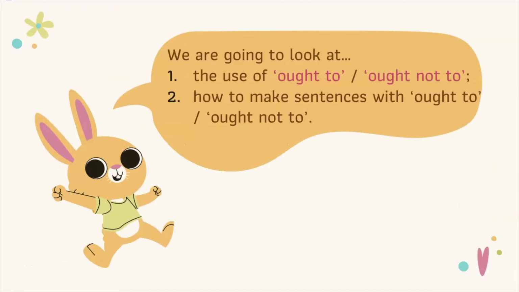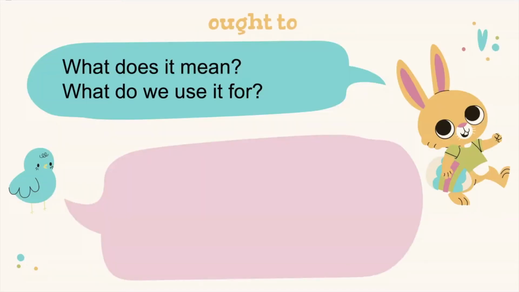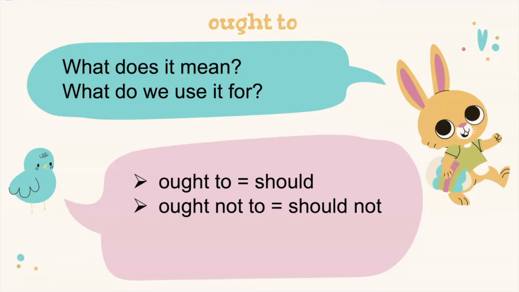In this lesson, we are going to look at the use of ought to and ought not to. And we are going to learn how to make sentences with ought to and ought not to. First, what does it mean? And what do we use it for? Ought to means should. So the negative form would be ought not to, which means should not. We use it to give advice.